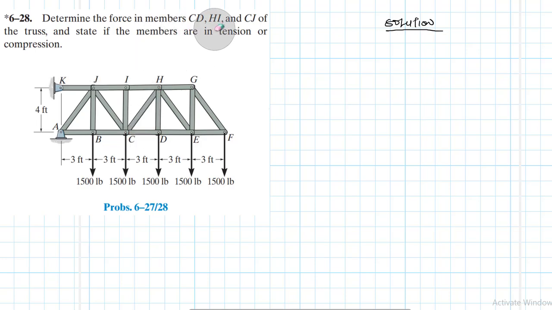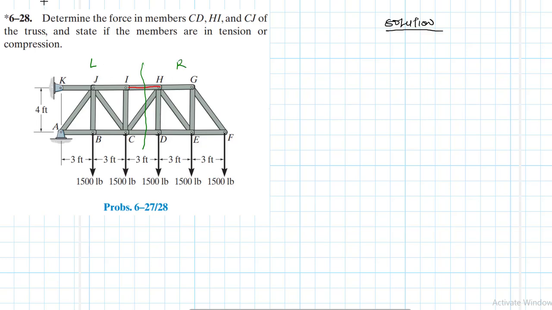What about the second case? The second case, we are looking at member HI. Which one is HI? This one here. The sectioning where? Okay, it's the same point here, right? And we have what? We have the left section and the right section. Which one do we use here? Which one do you use?